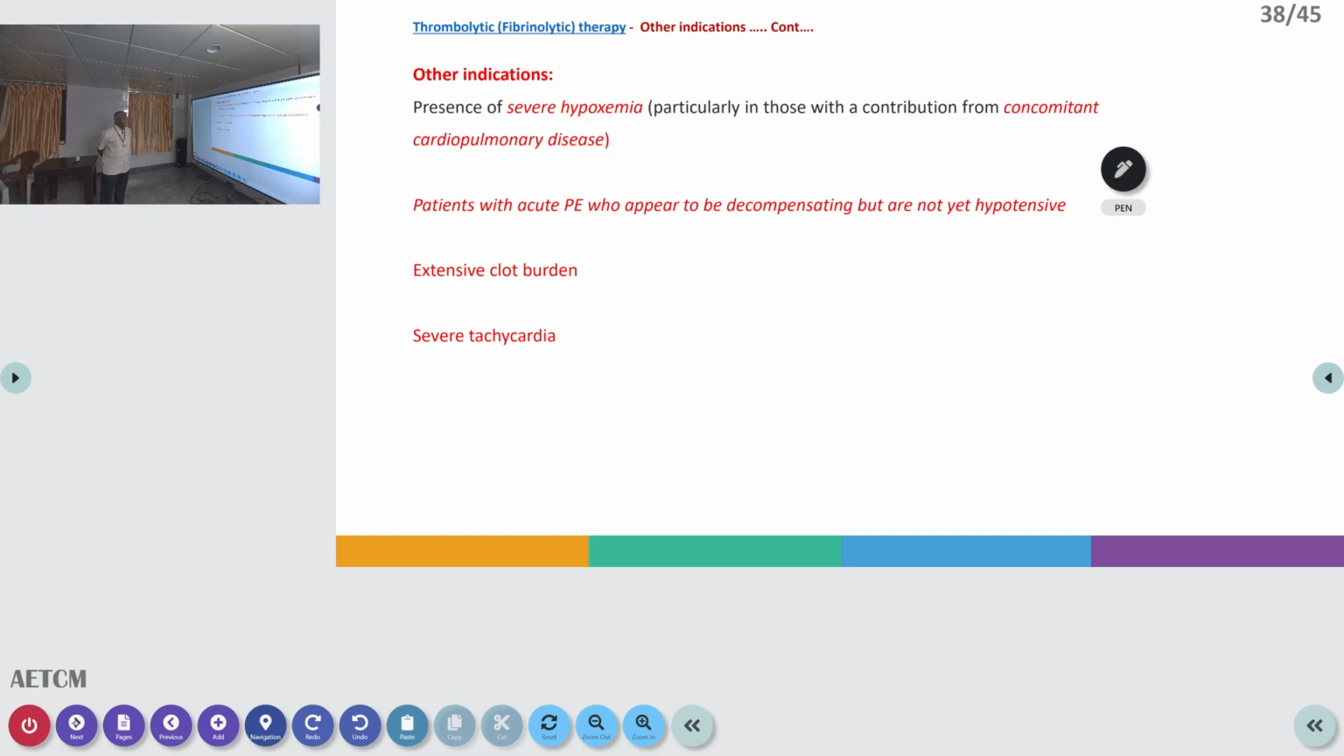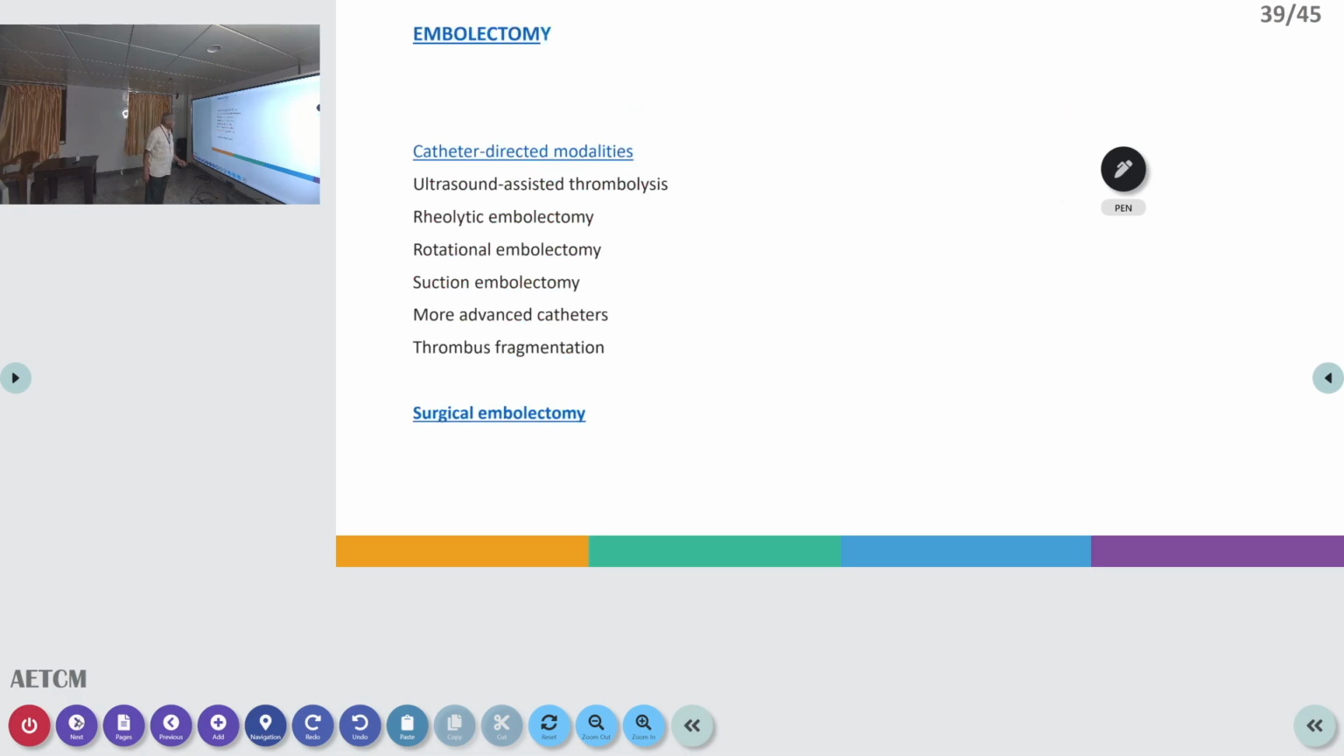Other indications for thrombolytic therapy are the presence of severe hypoxemia, and patients with acute pulmonary embolism who appear to be decompensating but are not yet hypotensive, where hypotension is anticipated, and extensive clot burden and severe tachycardia. So these are the indications for thrombolytic therapy.